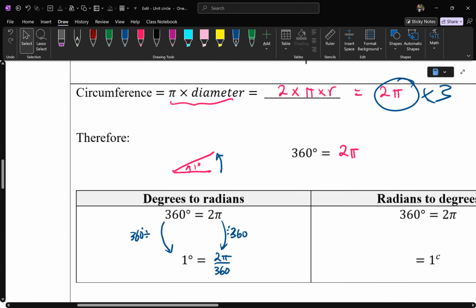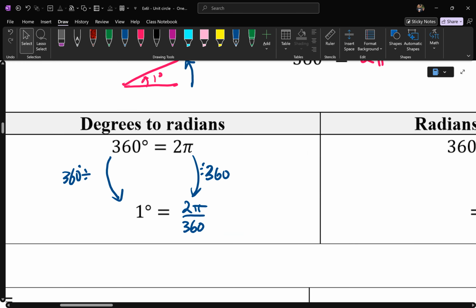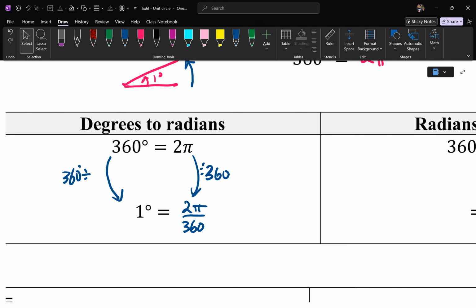So going back to this, 1 unit of degrees is equivalent to 2 pi divided by 360, but we can simplify that, and we see that both of them are even numbers. 2 goes into 2 once, and 2 goes into 360 180 times, and this gives you a rule.